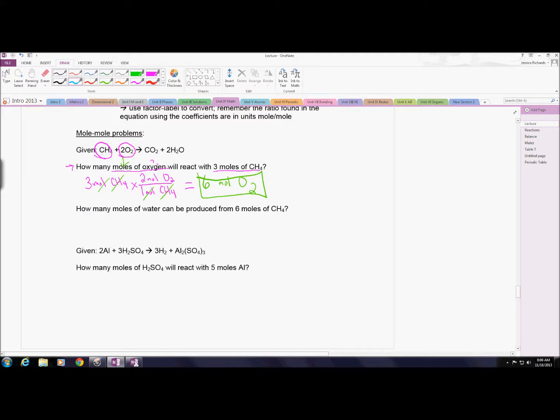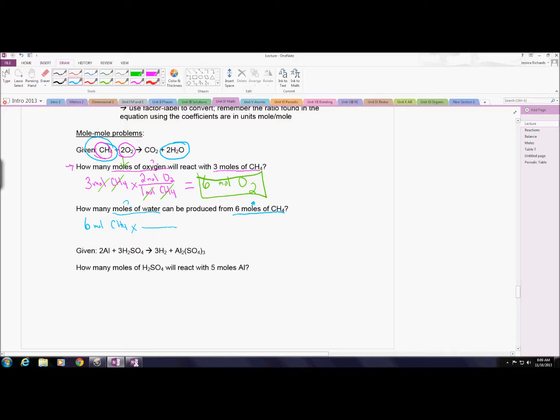Next question's using the same equation. It says how many moles of water, so this is what they're looking for, can be produced from 6 moles of CH4. So CH4 is what we're starting with. I find water. I find CH4. I write down the one they gave me a number for. They gave me 6 moles of CH4. I ask myself, is this in moles? Yes, it's in moles. I can move on to the equation.